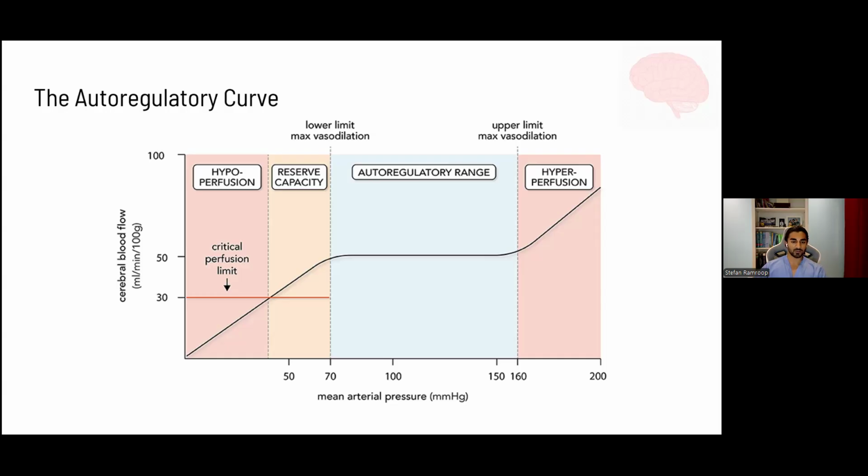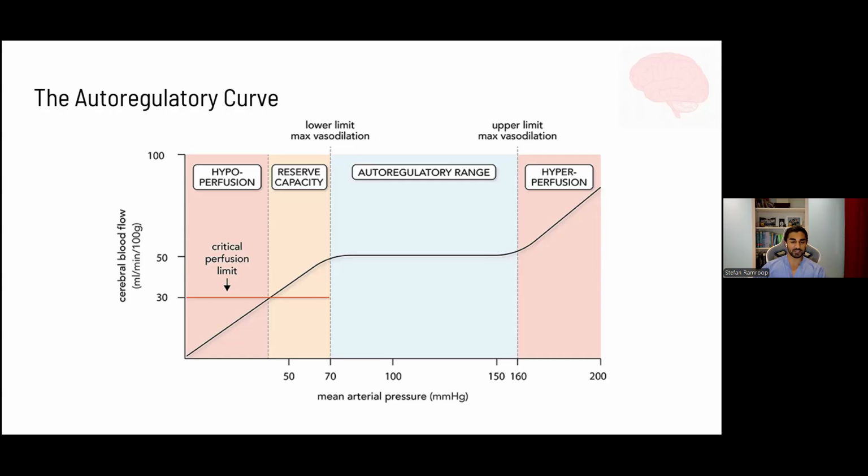Here, the blood vessels are constantly adjusting their tone to keep the flow steady, even if you have systemic blood pressure changes. But if it falls below about 50, those vessels are already maximally dilated and can't open further, and that could result in decreased cerebral blood flow, leading to ischemia. On the opposite end, when it exceeds 150, the vessels are maximally constricted and can't compensate more, so the flow begins to rise and that can cause hyperemia and edema.